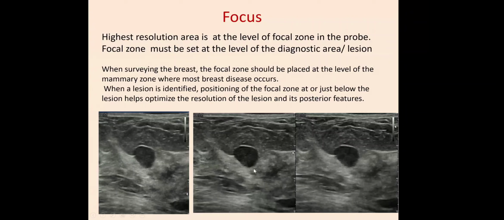This is an example. You can see the center: I have put the focal zone at the level of the lesion, and so nicely you can see the margin of the lesion. In the first, I have shifted the focal zone much below the level of the lesion, and you can see that the lesion margin has become blurred and the lesion is somewhat hazy. Same thing here. I have shifted the focal zone much higher above the lesion, and again you can see the margin or overall lesion is not so sharp as in this case where we have placed the focal zone at the level of the lesion.